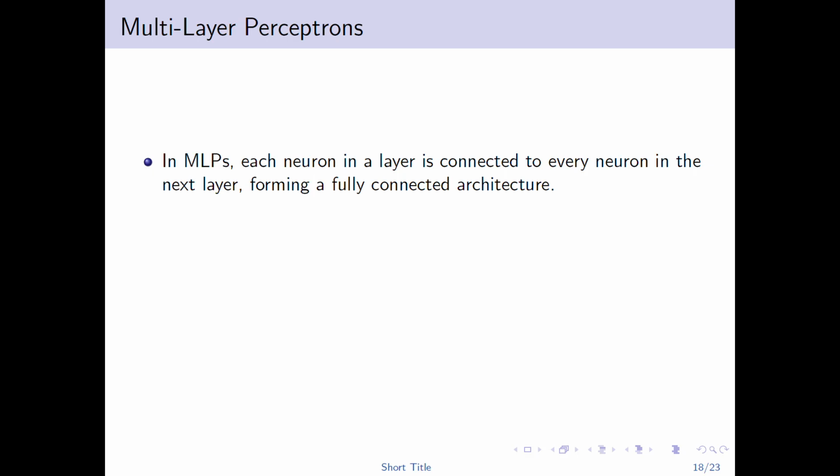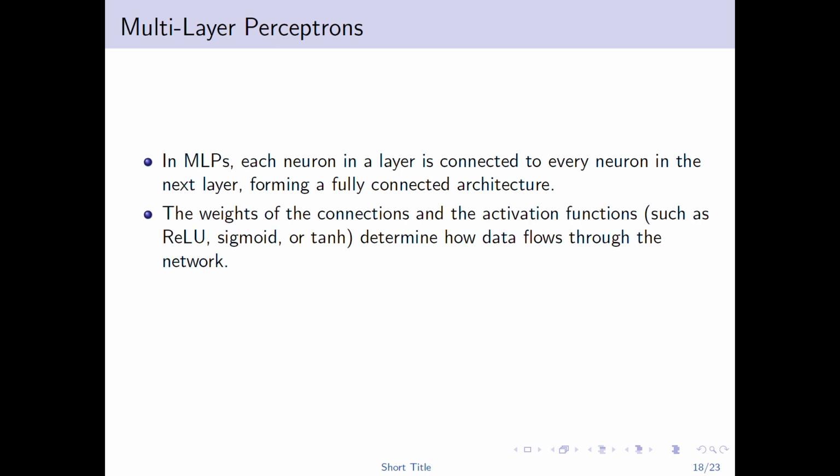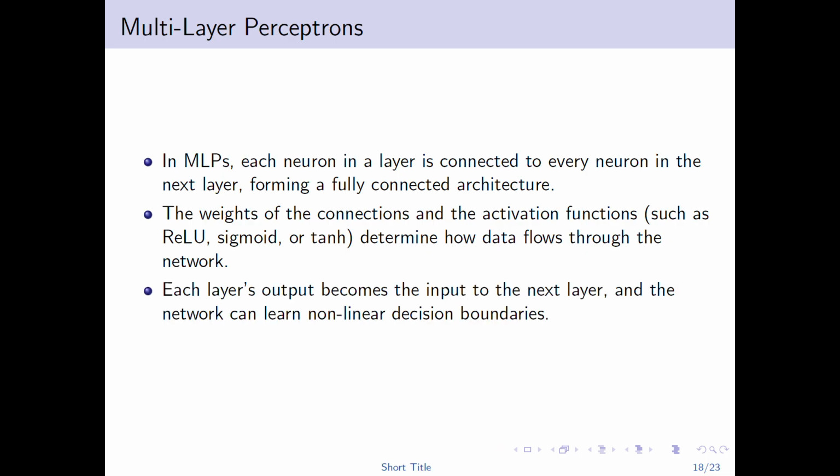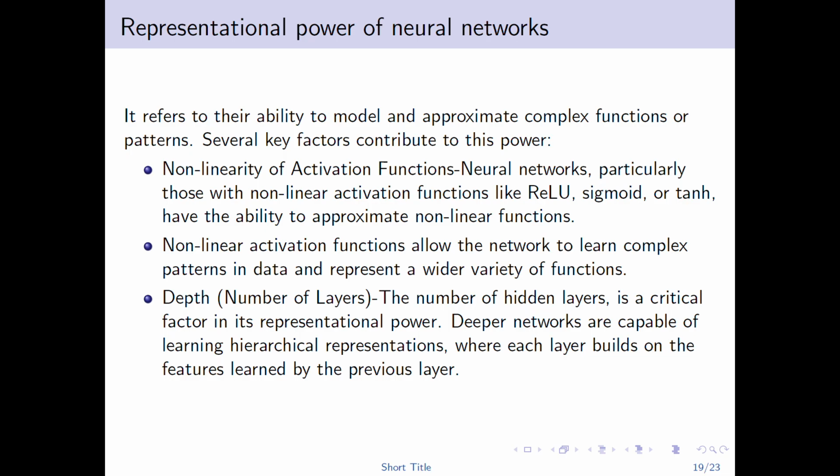So multi-layer perceptrons, each neuron in a layer is connected to every neuron in the next layer, forming a fully connected architecture. The weights of the connections and activation functions determine how data flows through the network. Each layer's output becomes the input to the next layer, and the network can learn non-linear decision boundaries. That's important.